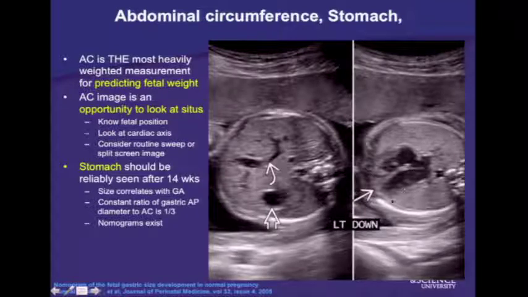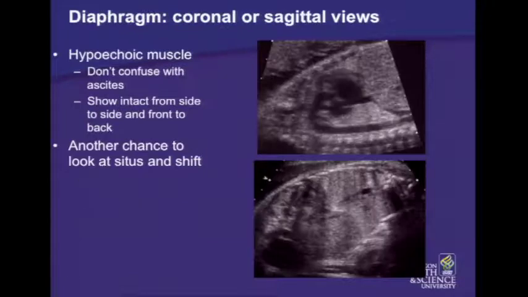And if you take side-by-side axial views of the four-chamber heart and the AC, and note the fetal position, or what side is up and what side is down, you can show a nice normal situs relationship.